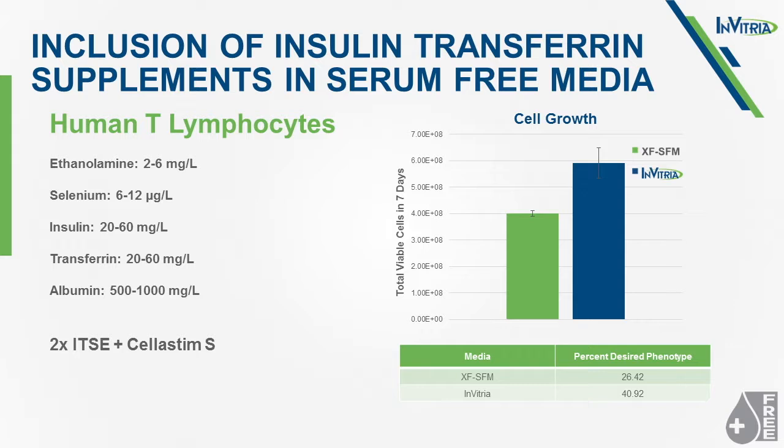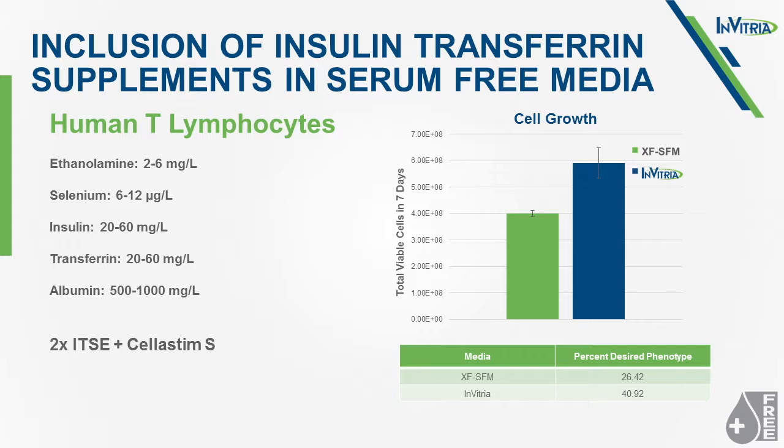So here's an example of a blood-free T lymphocyte expansion media that was formulated in my lab for a CAR T therapy. So we actually have quite extensive experience in terms of knowing the optimal concentrations of different components in different cell types. And so we know the optimal concentration for T cells for ethanolamine and selenium, insulin, transferrin, albumin are within these ranges. And so since we know these ranges, really what we would like to do is figure out what in vitro products would work the best in this application.